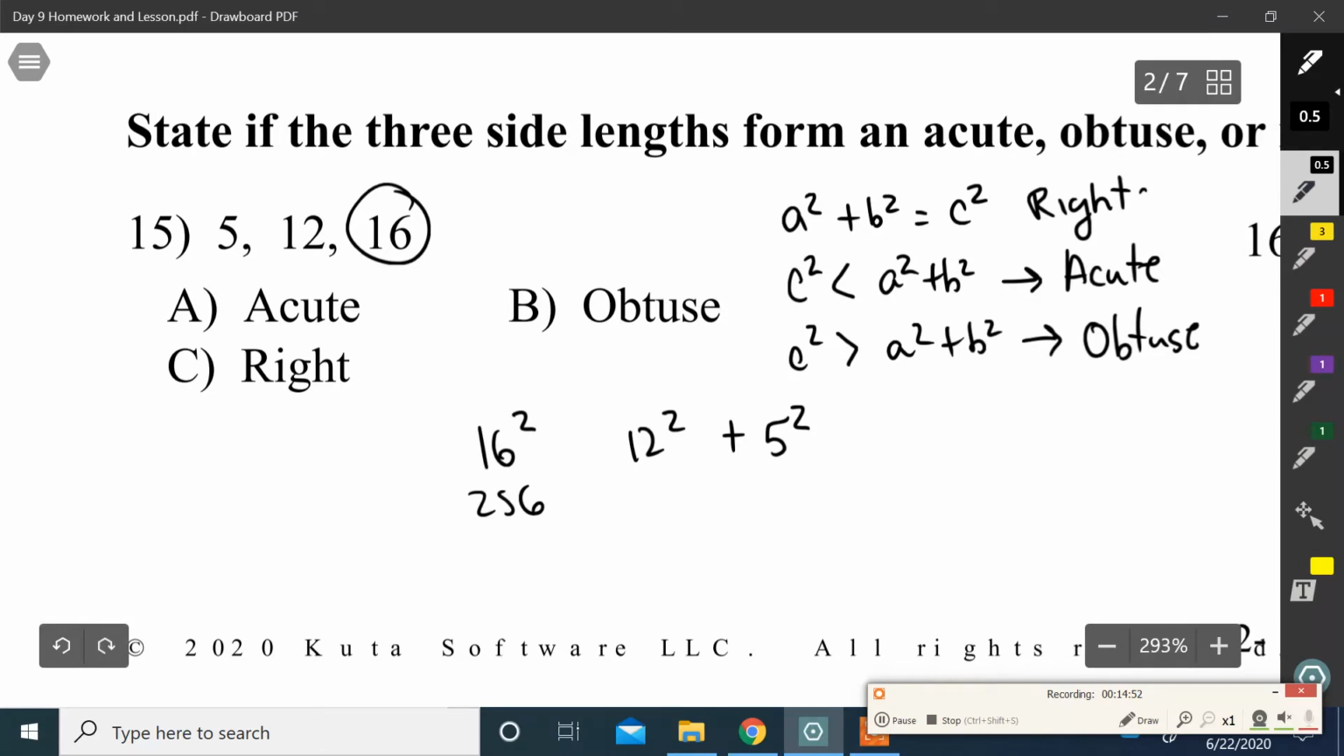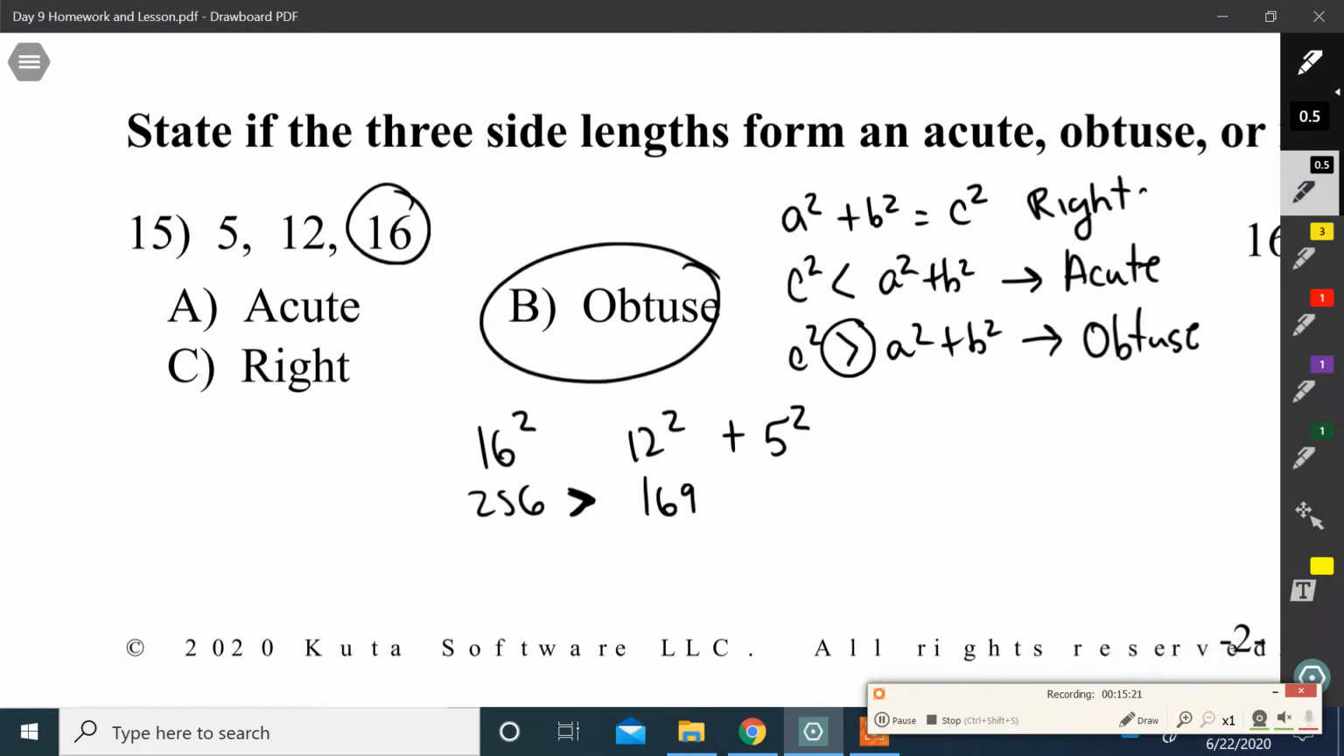And then we have 12 times 12 is 144 plus 25, which is 5 squared, is 169. Okay, so as you can see, this is bigger than that. So if I match this, this will be an obtuse triangle. Okay, so that's how I find that answer.